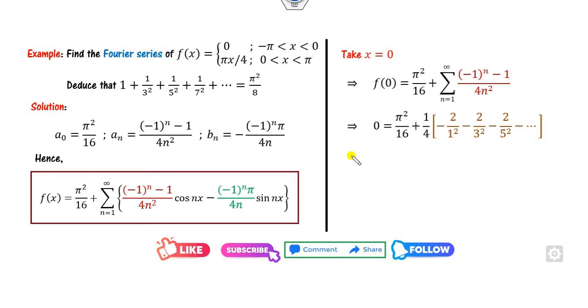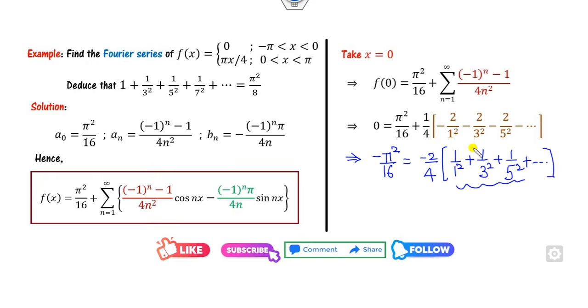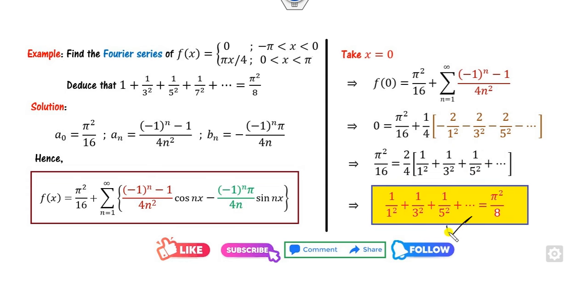Now I can move minus pi square over 6 to the left hand side. I can take minus 2 common. Minus 2 over 4 times 1 over 1 square plus 1 over 3 square plus 1 over 5 square, and so on. Now you need to find this value. How can you solve that? It is 1 over 2. I can multiply them. Again, it will be pi square over 8, which is the right answer of this problem.